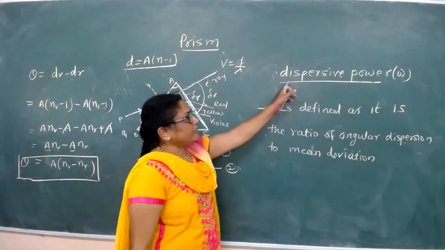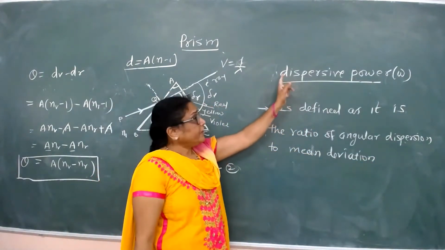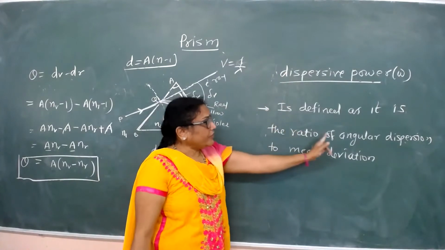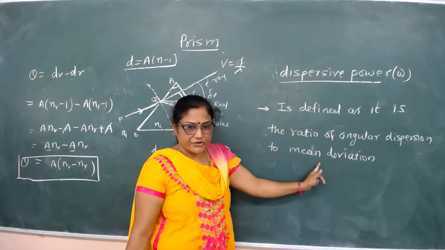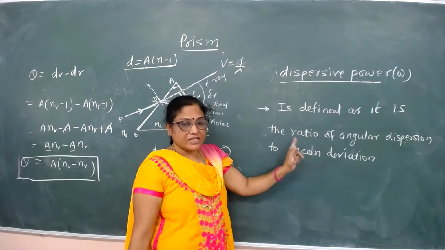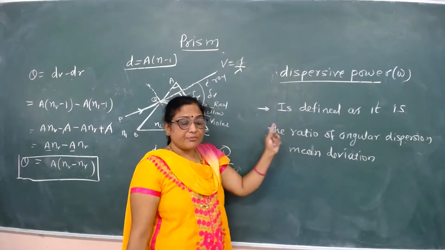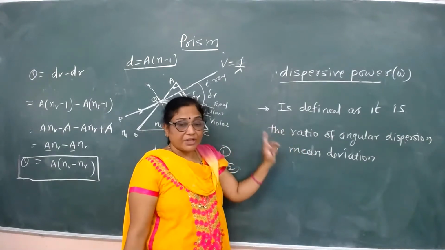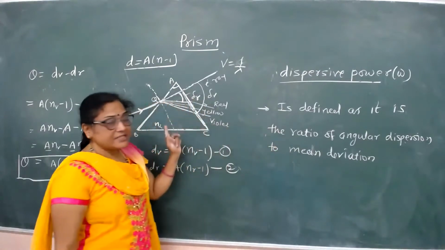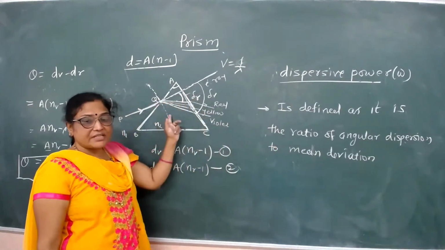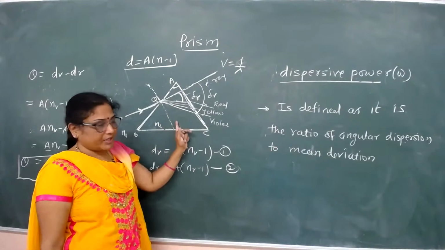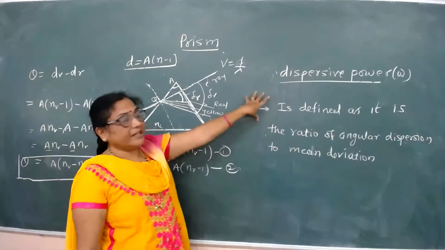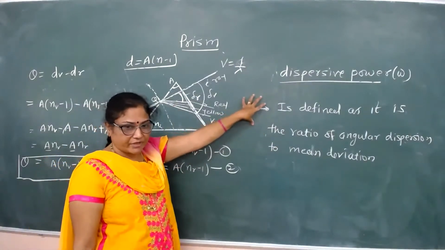So dispersive power is defined as the ratio of angular dispersion to the mean deviation. That ratio is known as the dispersive power. So dispersive power of the prism is the ability of the prism to disperse the ray of light, or to disperse the composite light into a number of colors. Then, what is the related formula for the dispersive power?